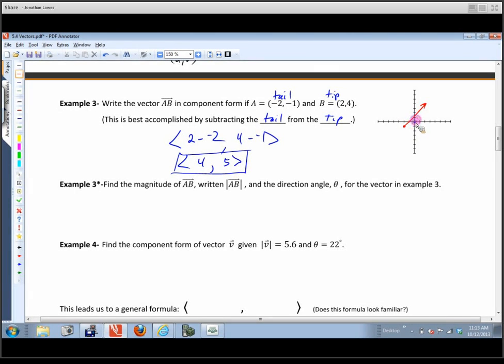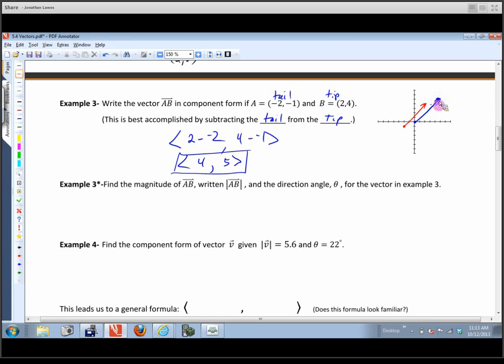So we're going to start right here. If I go over 2 and up 1 here, I'm going to take this one and go over 2, and I'm going to go up 1. So this is my new tail, again at the origin, so that it's in standard position. Okay, so we've got our position vector here. And then this is where it's going to end up.